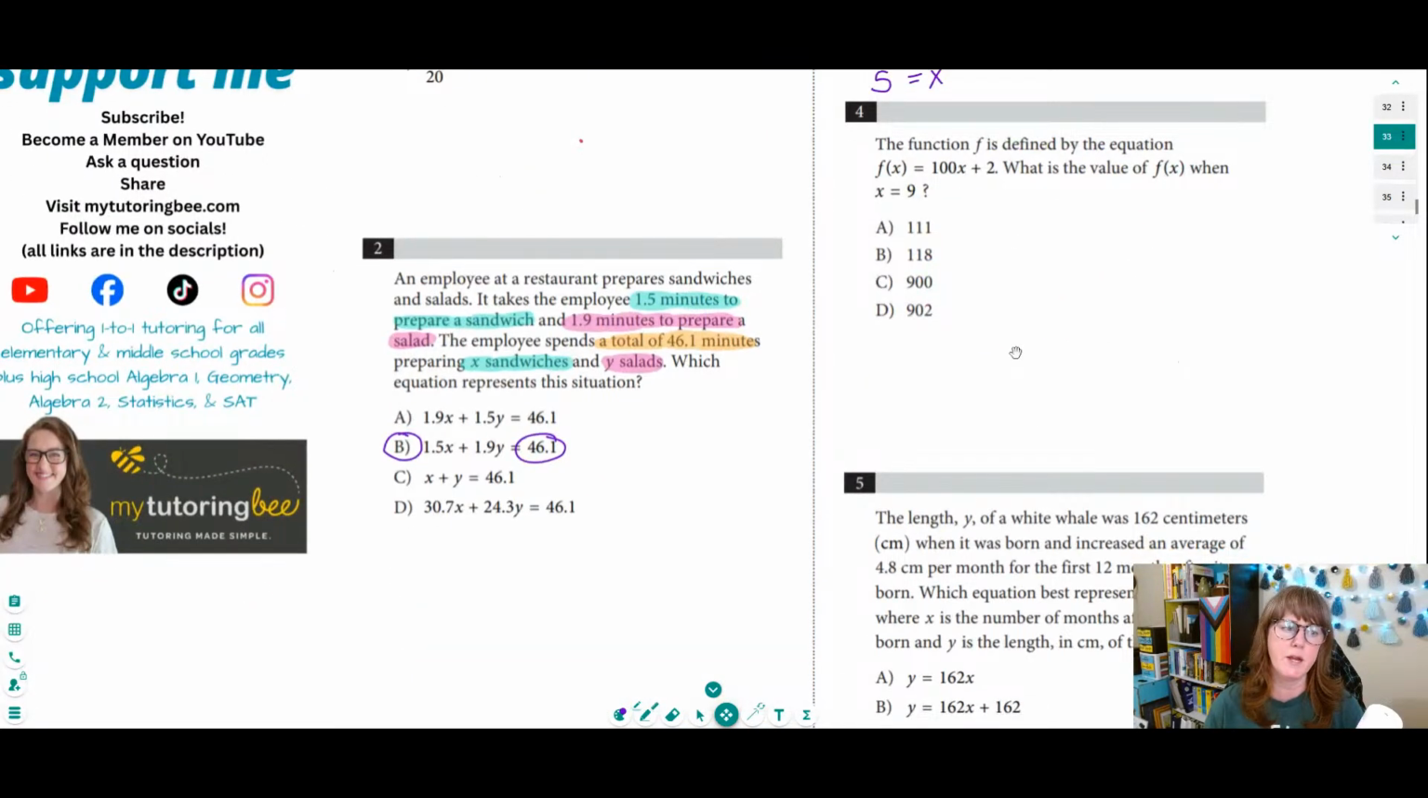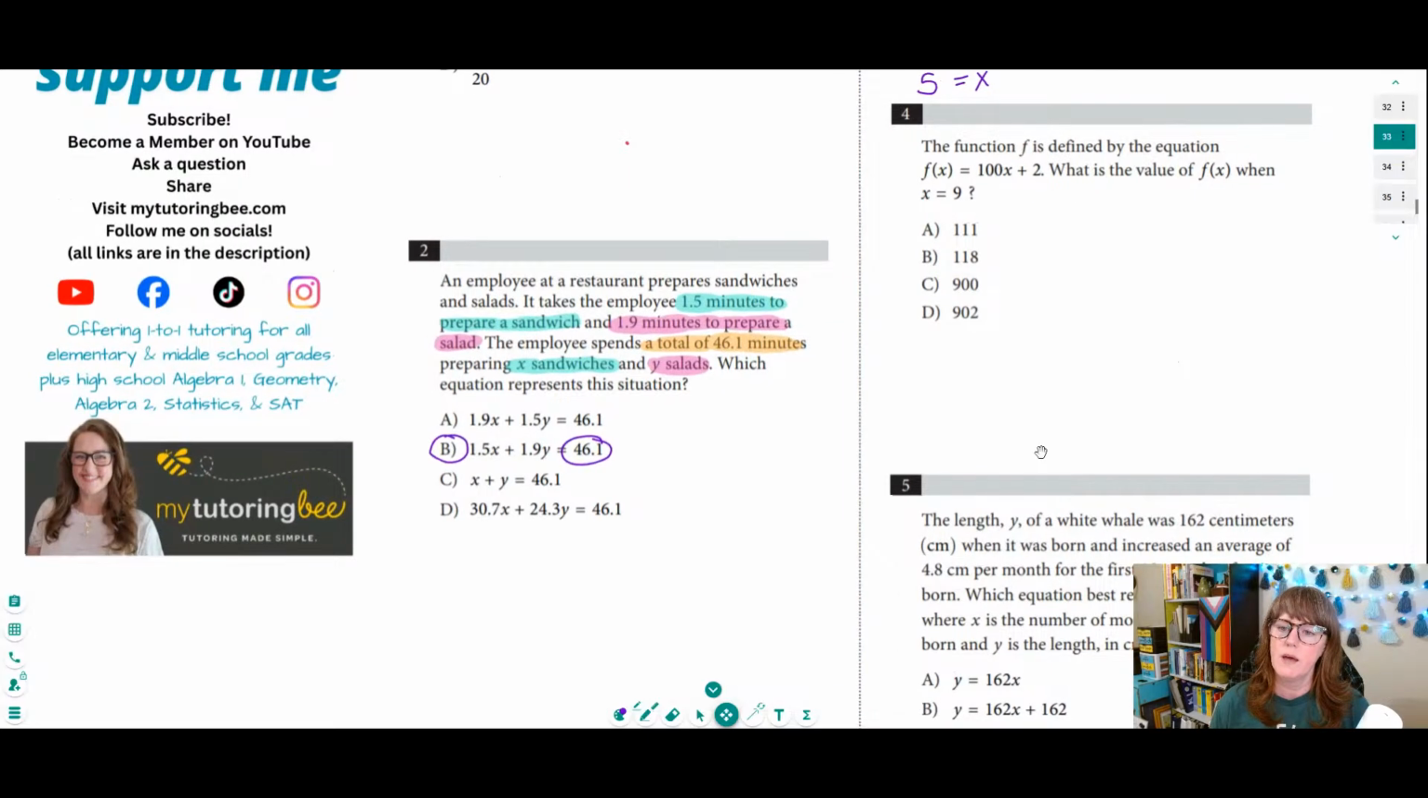All right, number 4 here. We've got the function f is defined by the equation f of x equals 100x plus 2. What is the value of f of x when x equals 9? Before we even get into how to solve this problem, I want to explain this symbol right here, because a lot of students think, and rightfully so, that this is saying the variable f times the variable x. I mean, that's what it looks like.